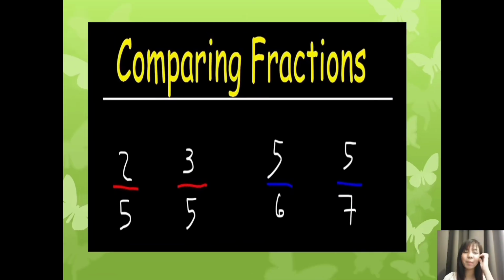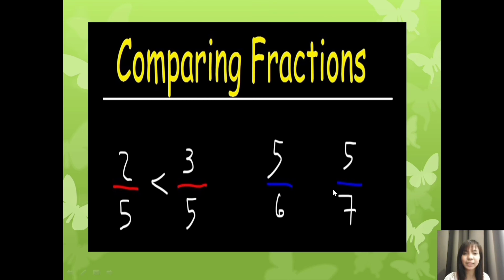Next, another example, comparing fractions. Okay, 2/5 and then 3/5. Is it less than or greater than? Alright, the answer is less than. 2/5 is less than 3/5. Because, as you can see here, they both have the same denominator, which is 5. So, look at the numerator. The smaller numerator 2 is less than the 3, of course.